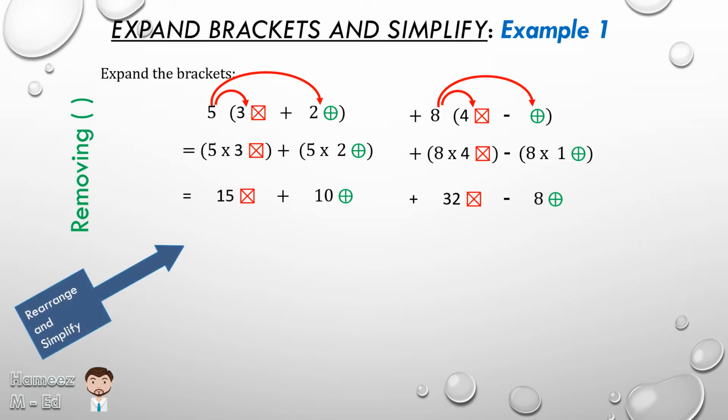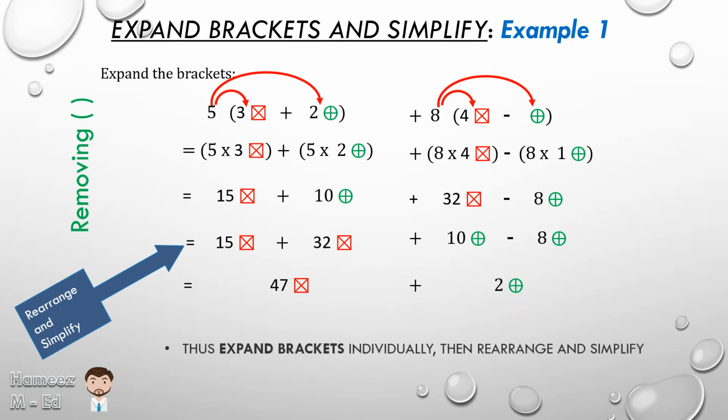So we can put the squares together and that will give us 15 squares plus 32 squares. And that works out to be 47 squares. And similarly, we can put the circles together and that will give us 10 circles minus 8 circles, which is equal to 2 circles. Therefore, we have solved our question. Thus, expanding brackets individually, then rearrange them and simplify.